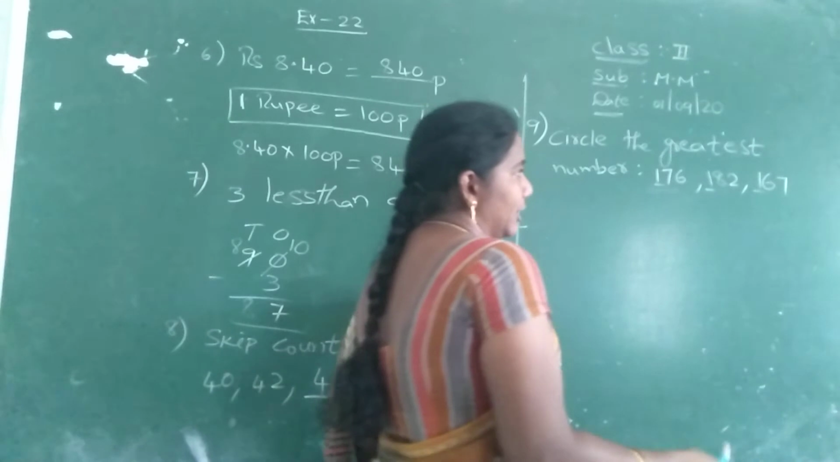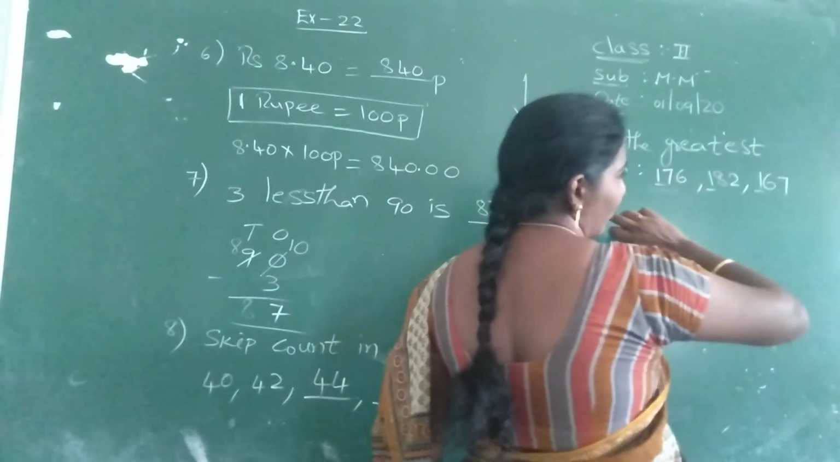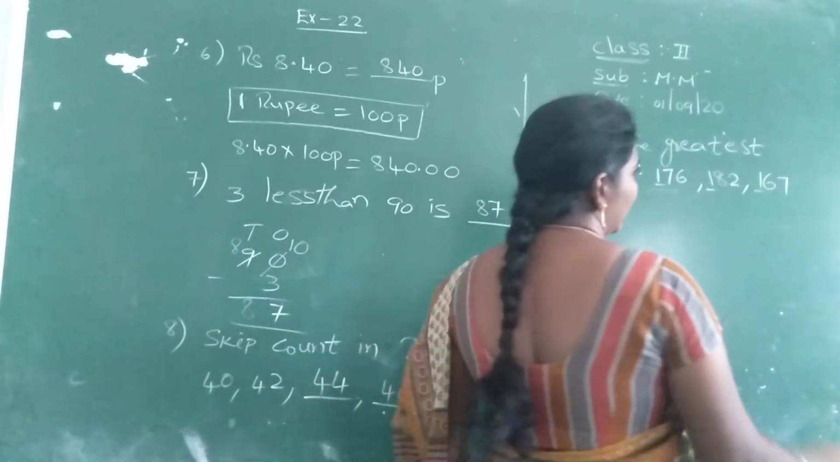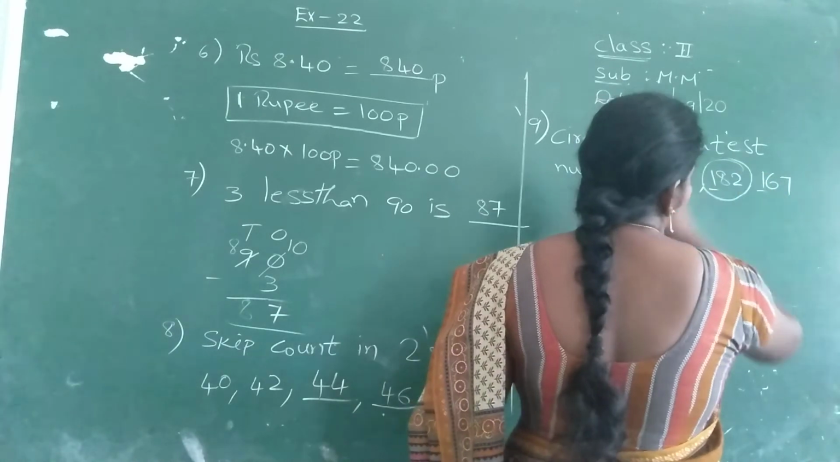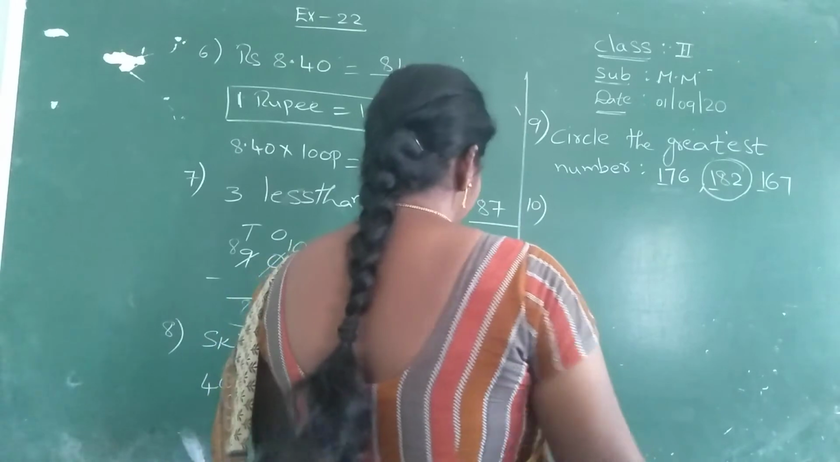Now go to the next numbers. Tens. You know 76, 82 and 67. In this which is greater, Nana? 82 is greater. So which number is greater? 182 is greater. So circle that number.